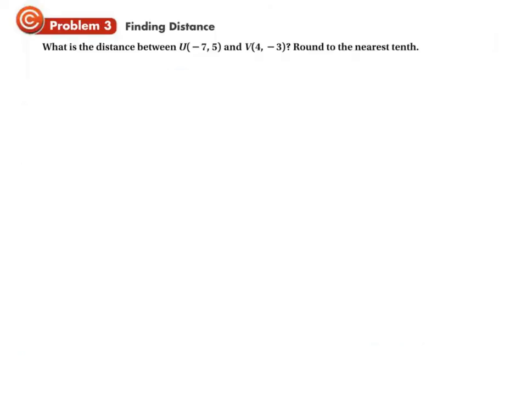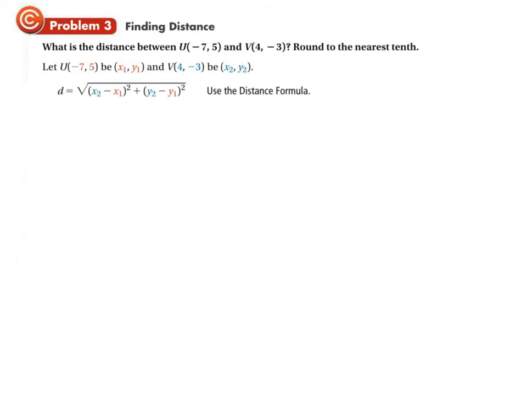So let's apply this concept now. Let's use this formula. What's the distance between these 2 points? U, which is at negative 7 comma 5, and V, which is at 4 comma negative 3. It says round to the nearest tenth. What do we do? We take that distance formula and we plug those numbers in, okay?